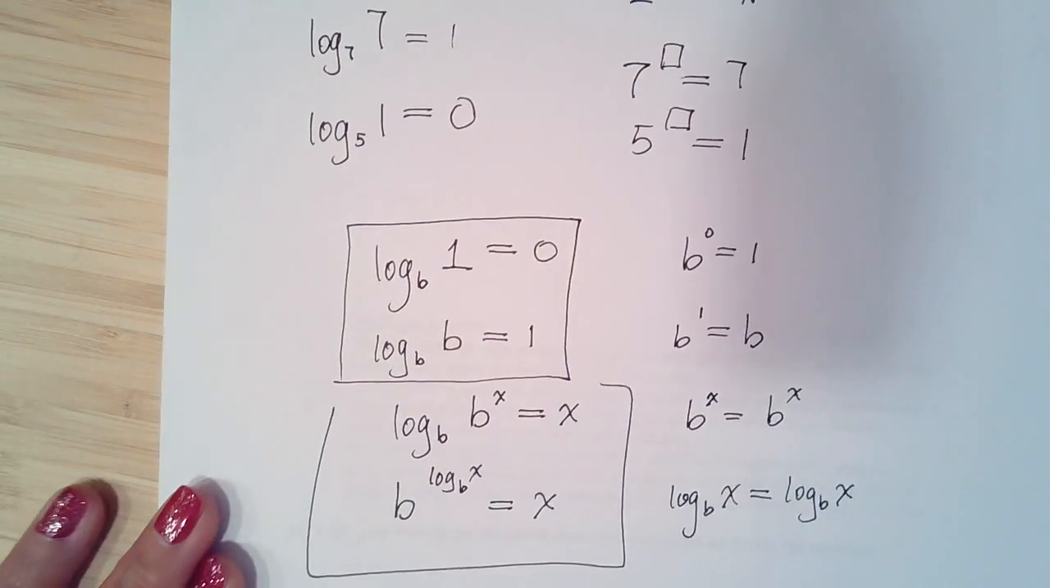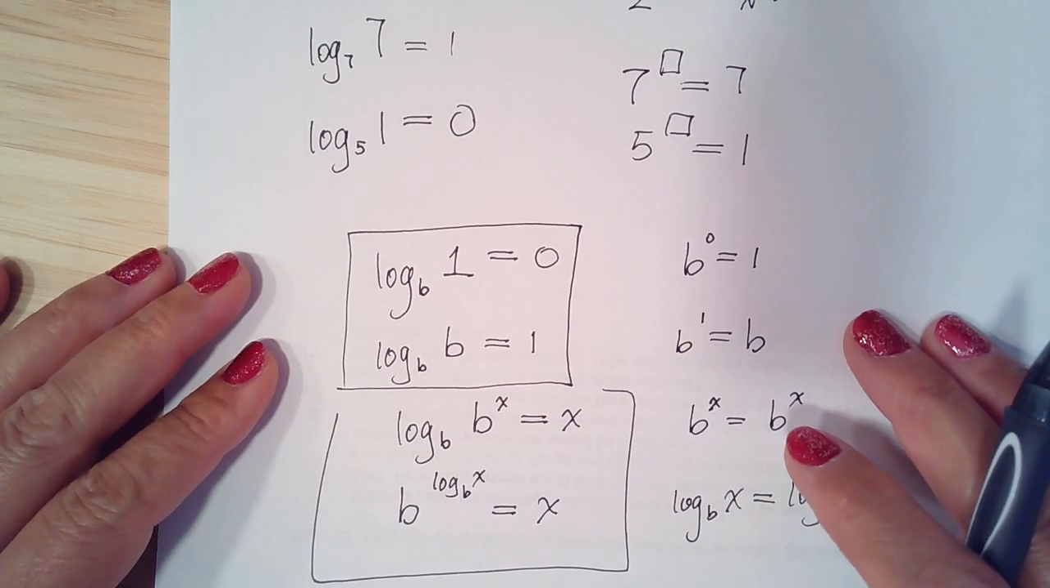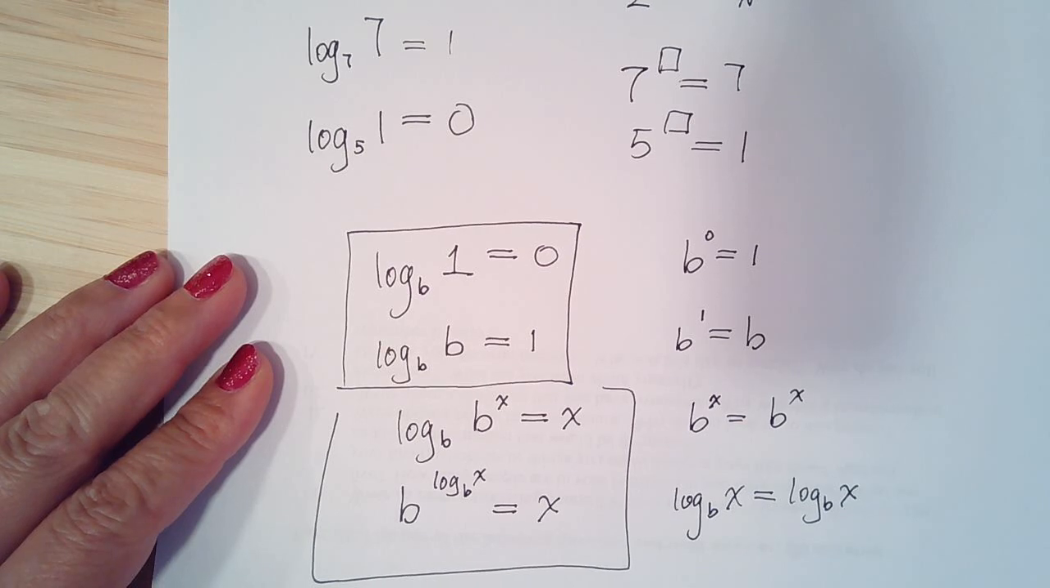Okay, so this is a property I want you to know. You have to be very good at that. You have to remember this, or you have to know this by heart.